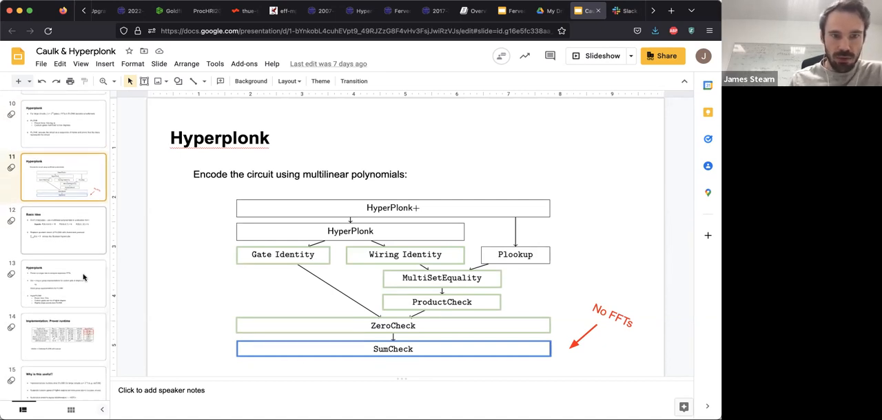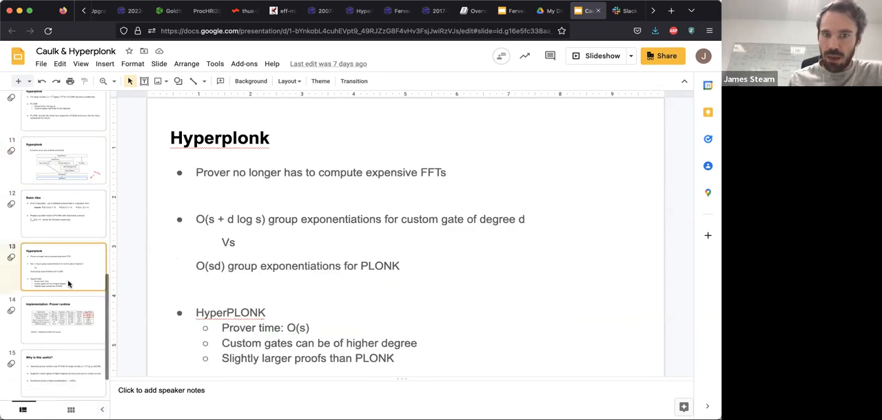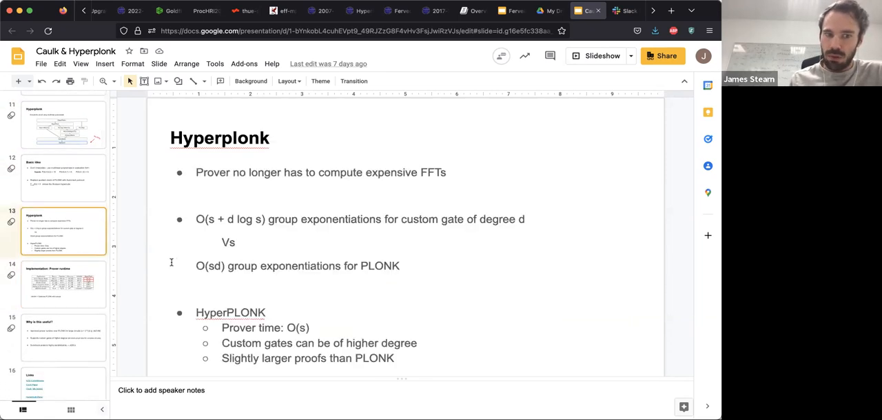Now, why is that useful? Well, as I said, by not needing to use these fast Fourier transforms, we can improve the prover time. So we can get linear prover time. And it also allows us to use custom gates of higher degrees.